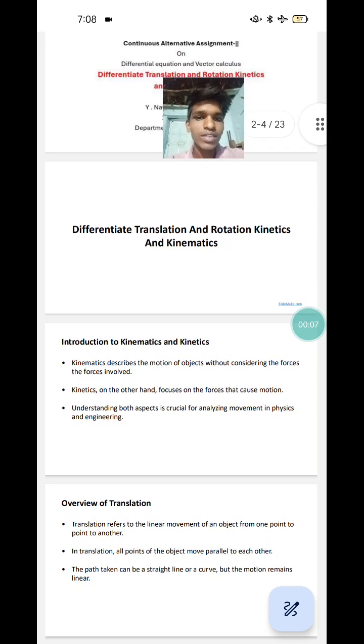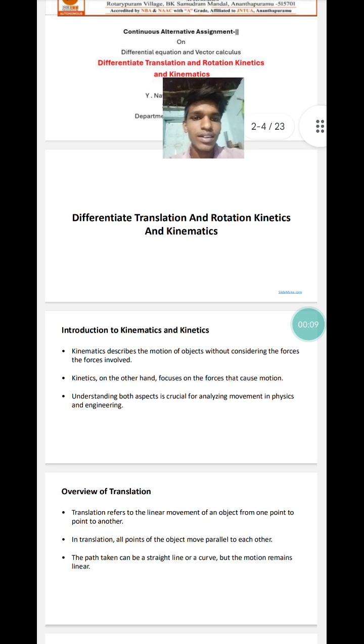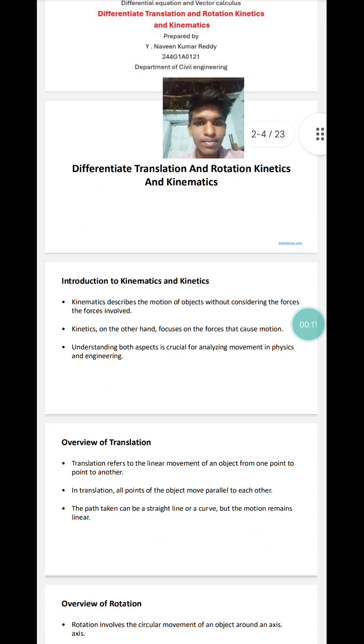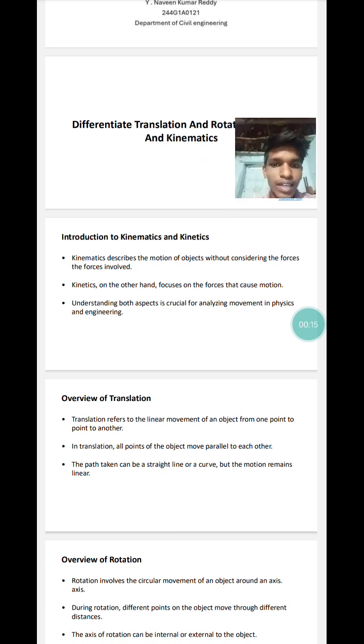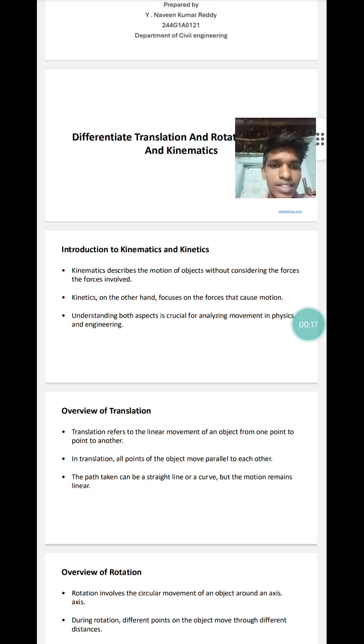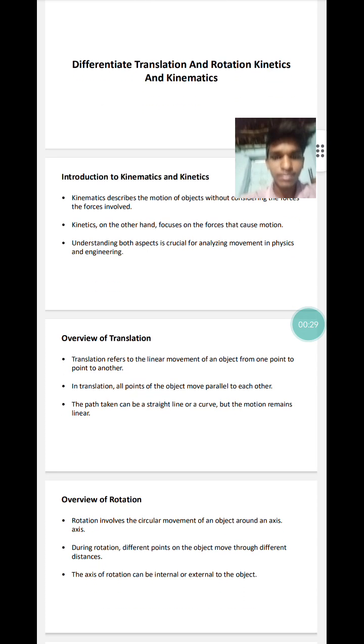Today we will discuss the differences between translation and rotational kinetics and kinematics. Introduction to kinematics and kinetics. Kinematics describes the motion of objects without considering the forces involved. Kinetics, on the other hand, focuses on their cause of motion. Understanding both aspects is crucial for analyzing movements in physics and engineering.